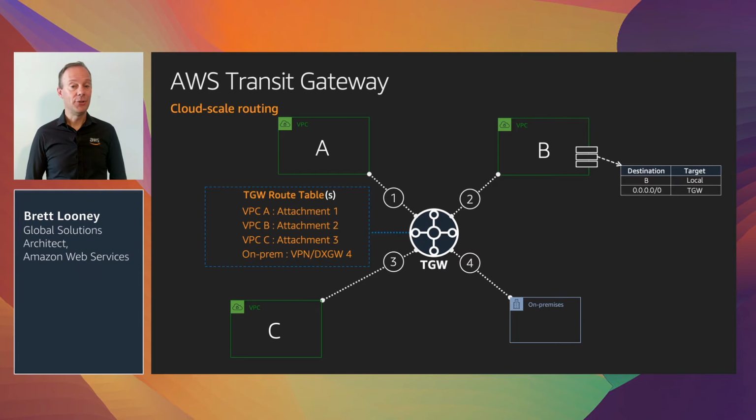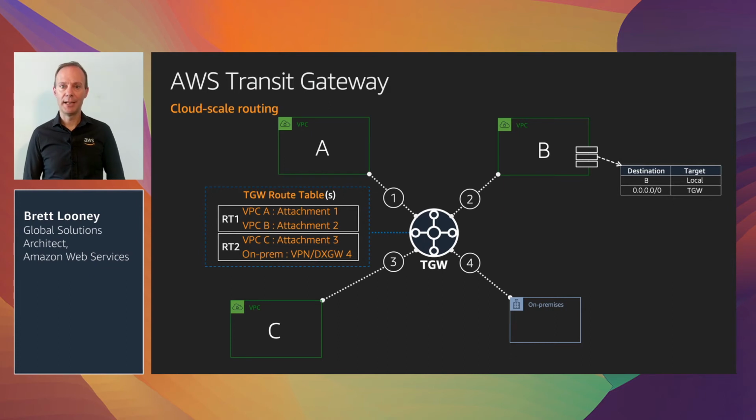What's interesting is that you can have multiple route tables in Transit Gateway. So you could have a setup where route table 1 allows VPCs A and B to talk to each other, and route table 2 allows VPC C to talk to on-premises and back. But A and C, for example, can't talk to each other, and B cannot communicate with the on-premises network.